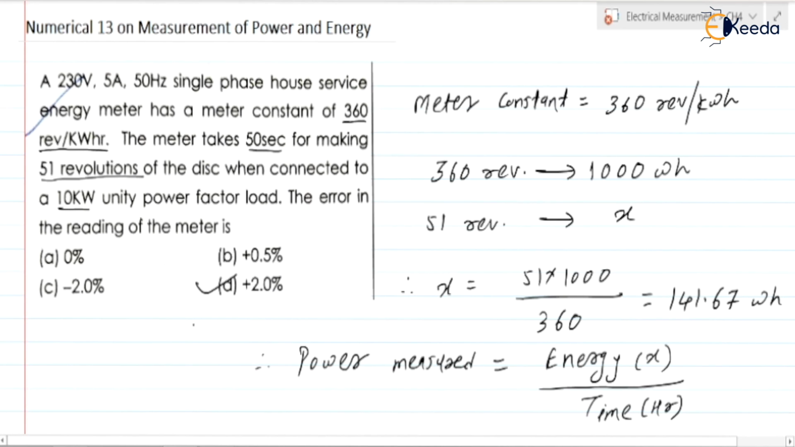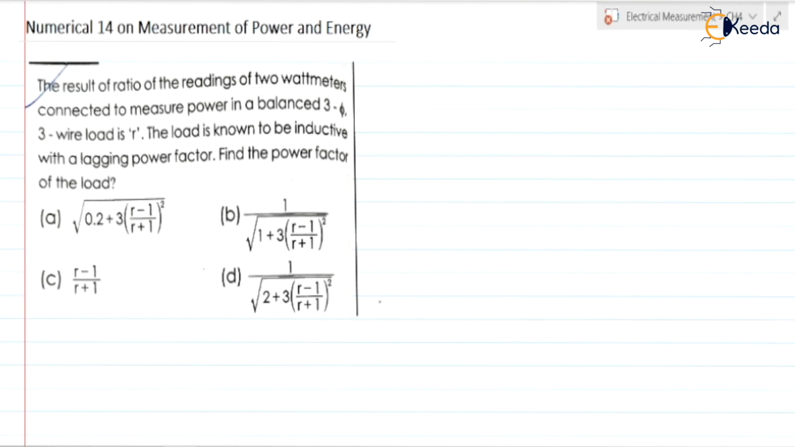Right. So friends, this is about numerical number 13. We are going to discuss numerical number 14. Let us read the numerical. The ratio of readings of two wattmeters connected to measure power in a balanced 3-phase 3-wire load is r. Let us consider it as W1 upon W2. The load is known to be inductive with a lagging power factor. Find the power factor of the load, and they have given 4 options.